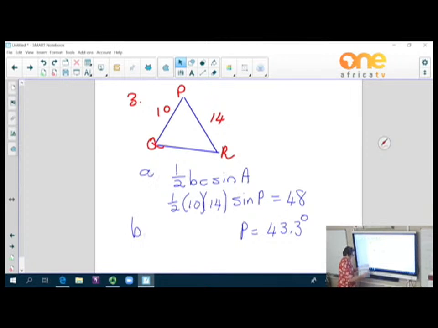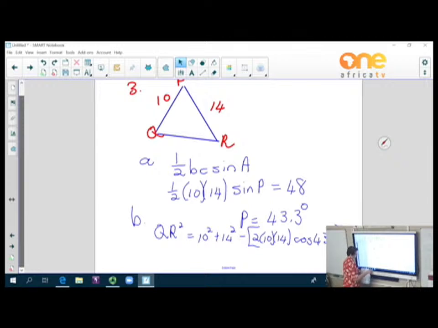And then the last one says, calculate the length of QR. This is the third side, so it will again be the cosine rule, which is then 10 squared plus 14 squared minus in brackets 2 times 10 times 14 cosine, and I'm going to use this angle, which is why you had to show that in the previous question. And my final answer is QR is equal to 9.6 meters.